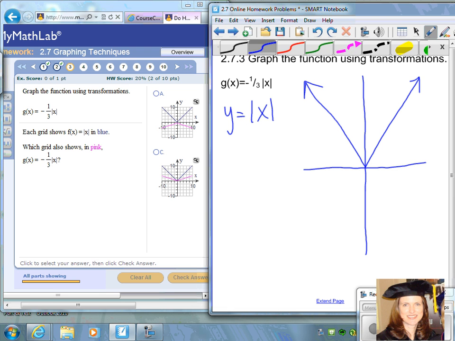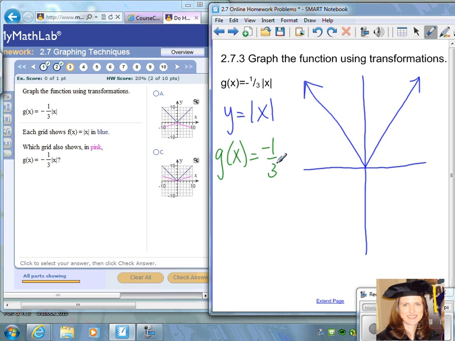The g of x has a negative 1/3 absolute value of x. Now what that negative does, it's going to make it open down, and that 1/3 actually makes it wider. It's going to be a wide absolute value graph that opens down.